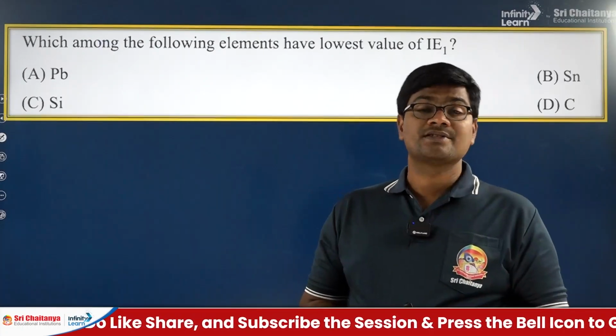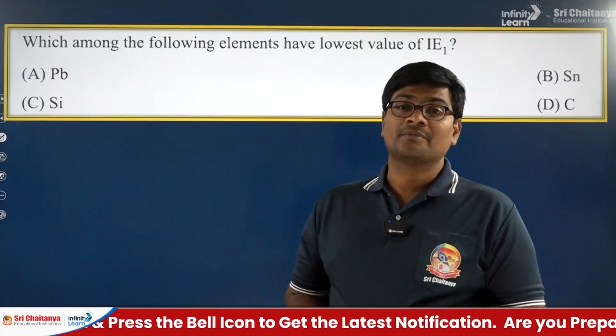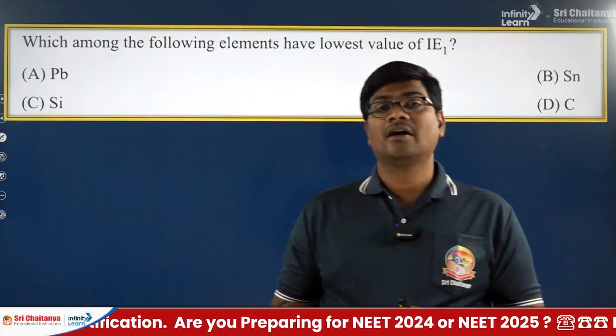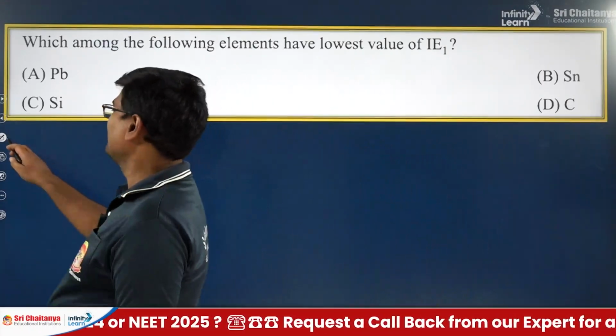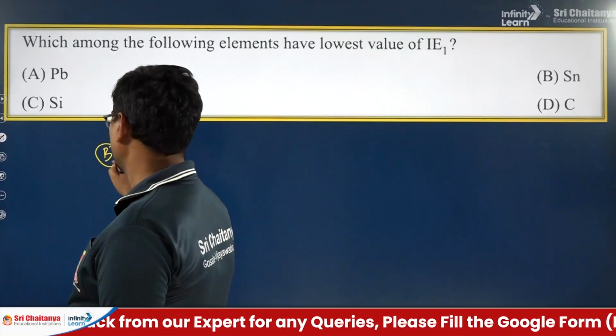Down the group, ionization energy decreases. In alkaline earth metals, we don't find any exception there. But we see the exceptions from the boron family onwards. In the boron family, there is an exception in ionization energy 1. Let's see, in case of the boron family, what is the trend of ionization energy 1?